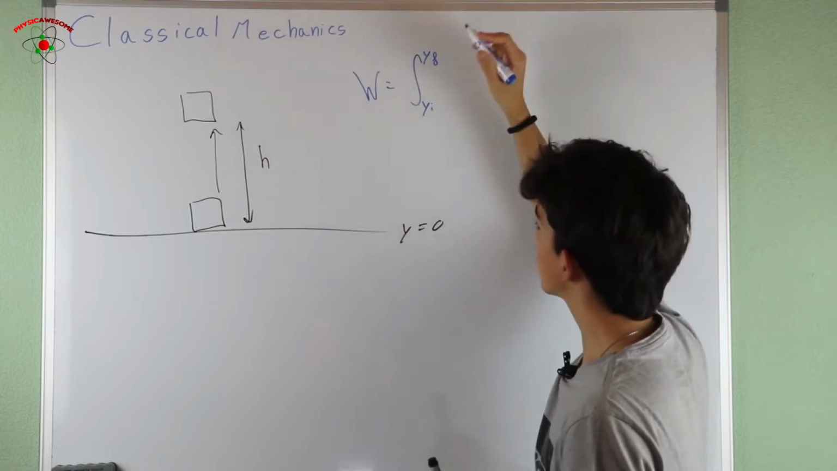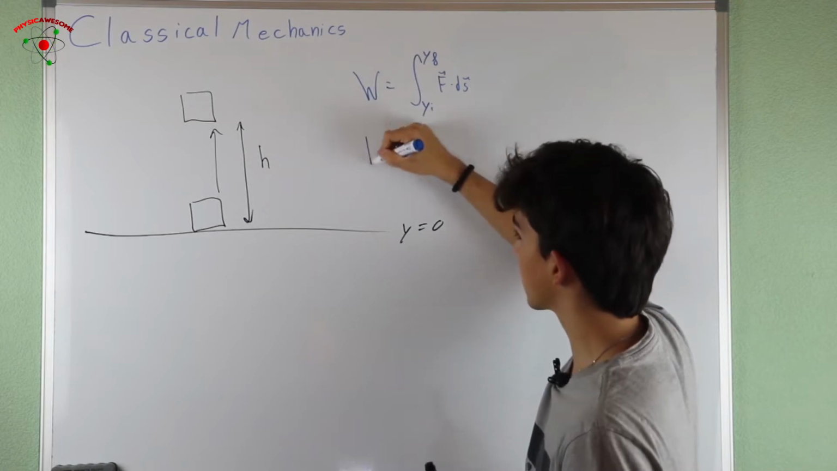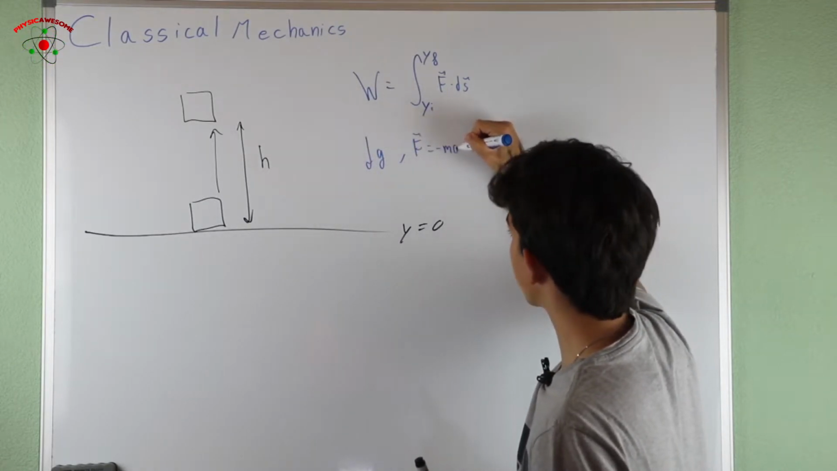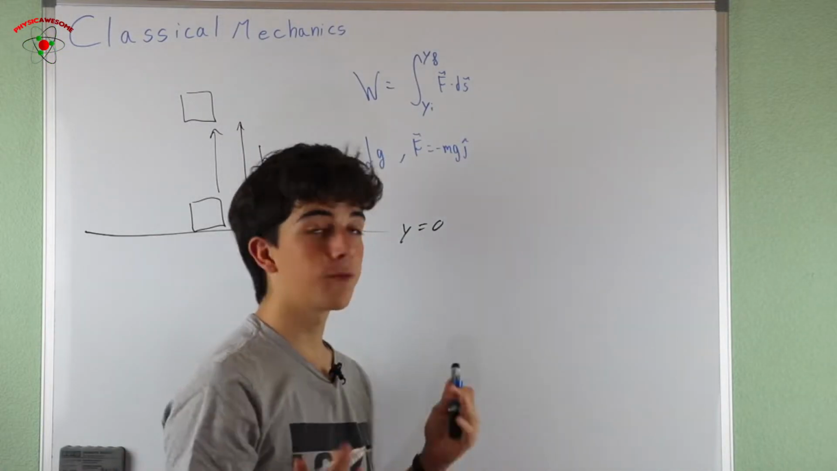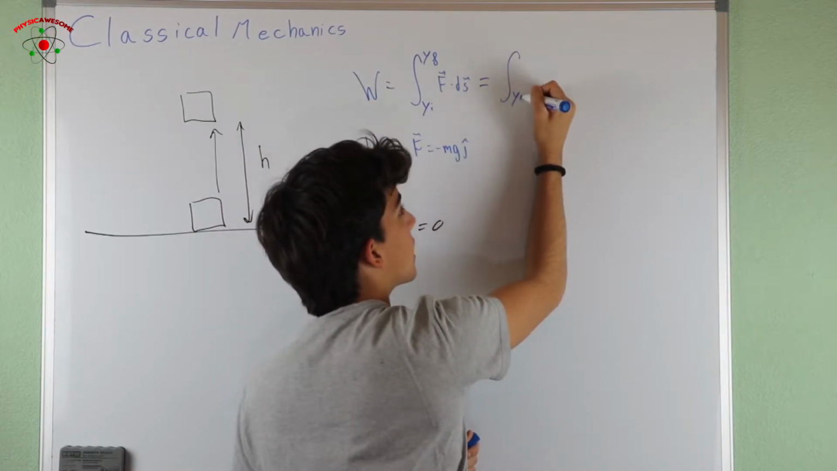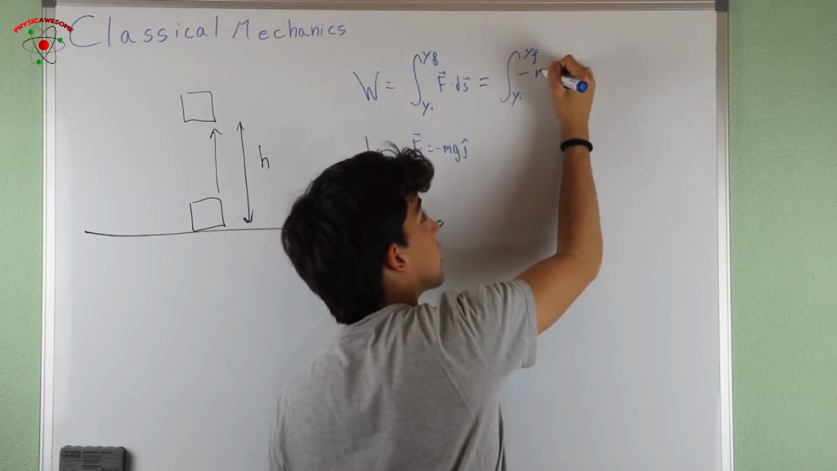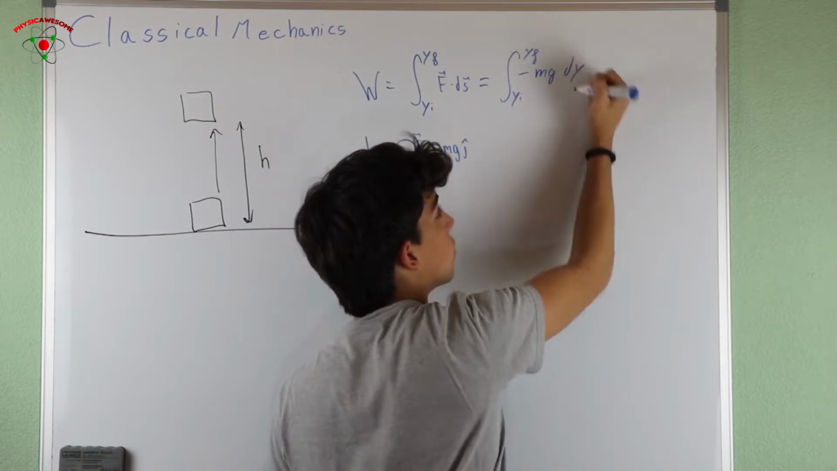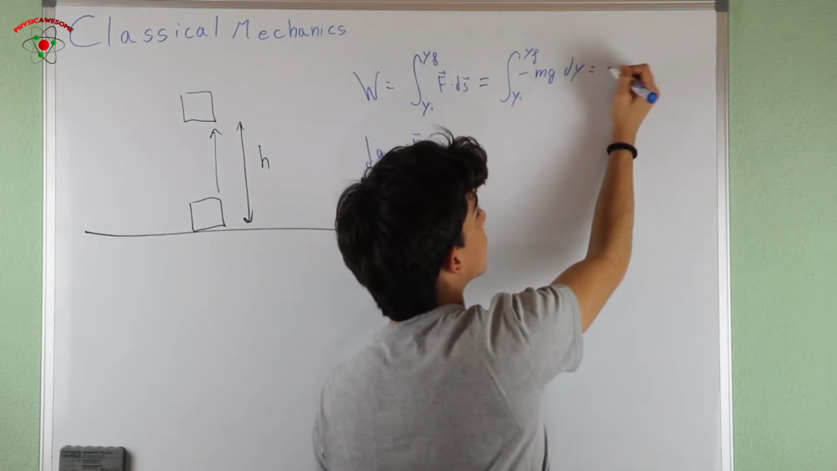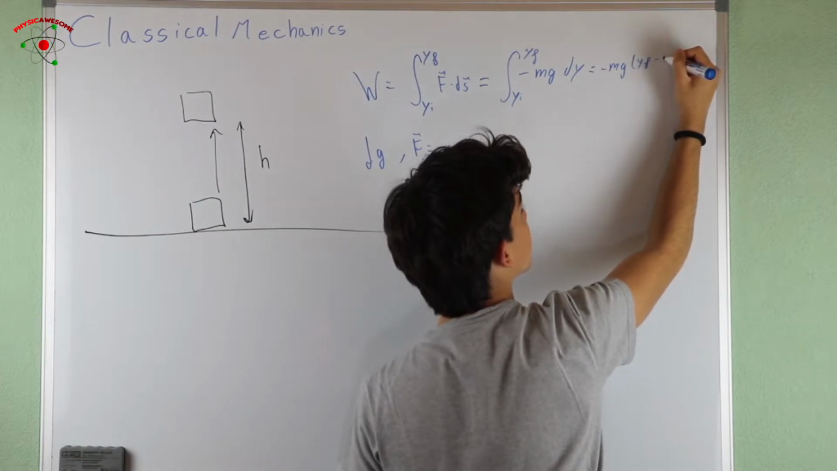of force, that is going to be force times ds. In this case, as we have gravity over here, we know force equals minus mg j-hat. Therefore, that makes this expression equal to the integral from yi to yf of minus mg dy. A quick integration leaves us with minus mg times (yf minus yi).